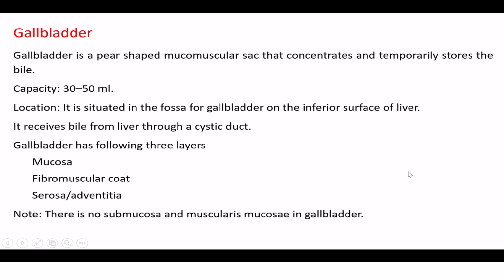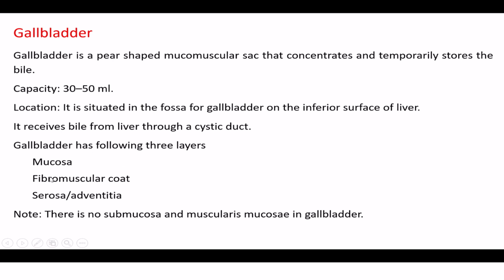So in this session, we'll deal with the histology of gallbladder. Gallbladder is a pear-shaped mucomuscular sac that concentrates and temporarily stores the bile. Capacity is around 30 to 50 ml. It is situated in the fossa for gallbladder on the inferior surface of liver or the visceral surface of liver. It receives bile from liver through a cystic duct.